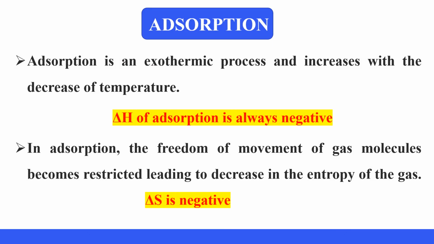Adsorption is an exothermic process and it increases with decrease in temperature. We all know that in an exothermic process, heat energy is released. Therefore, the change in enthalpy, delta H, of adsorption is always negative. In adsorption, the freedom of movement of molecules is restricted. Therefore, the entropy decreases. Thermodynamically, the change in entropy, delta S, is negative.